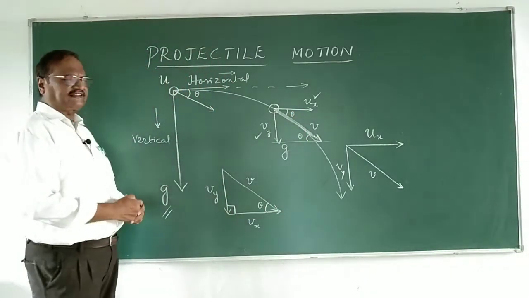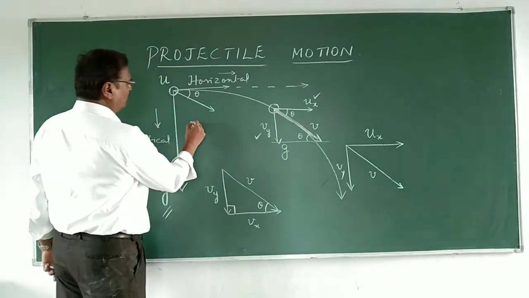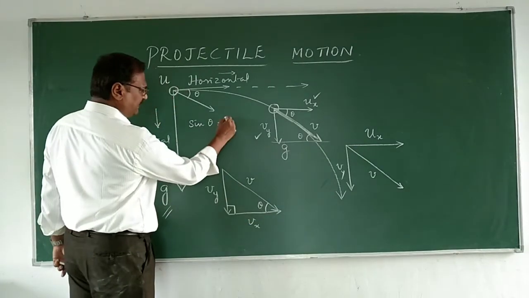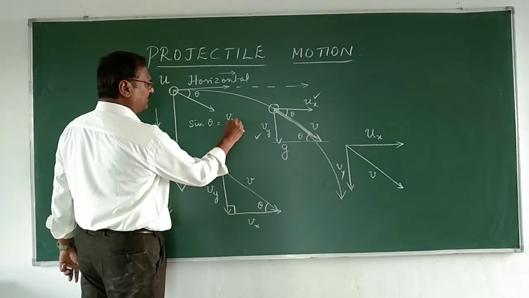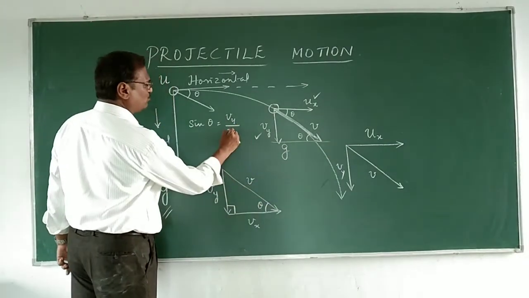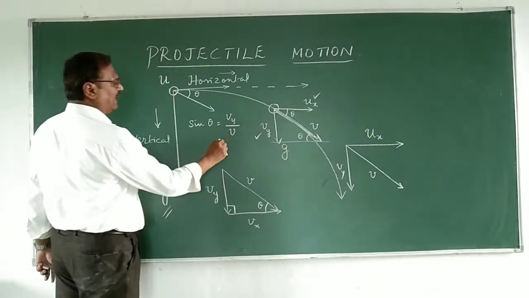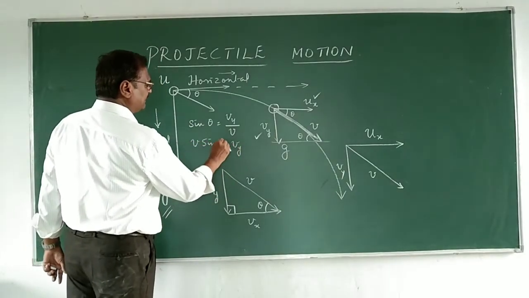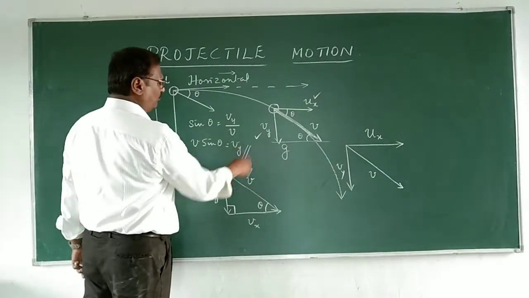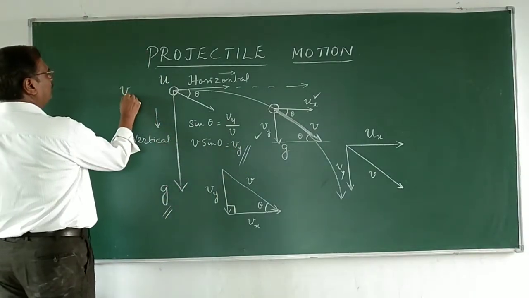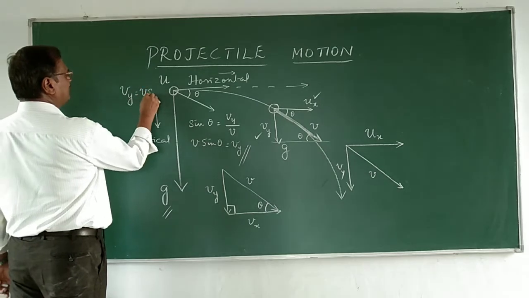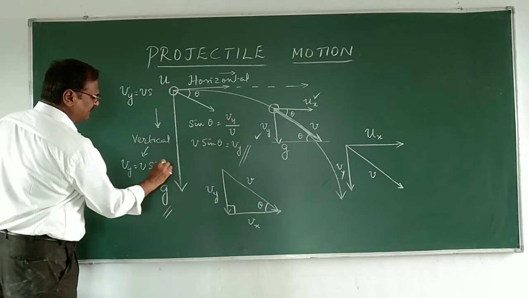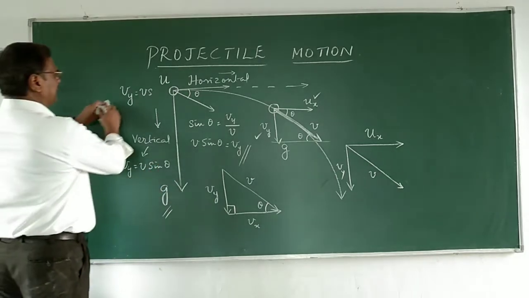So now what are Vx and Vy? We will take the definition of sine theta. Sine theta is the vertical component, or perpendicular, upon the hypotenuse, Vy upon V. Or simply we can say Vy is equal to V sine theta. So we know the vertical component, right? Let me write here: Vy is equal to V sine theta. So my work is done here.